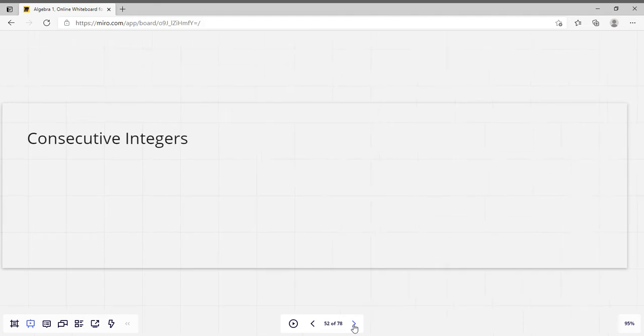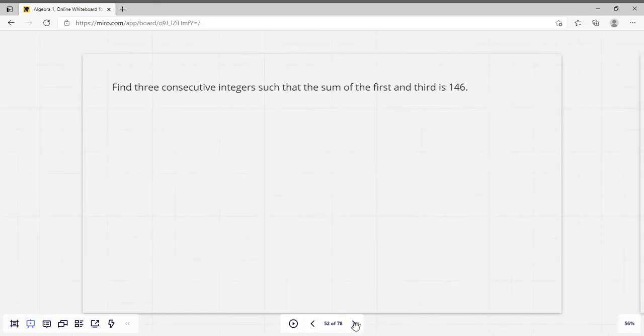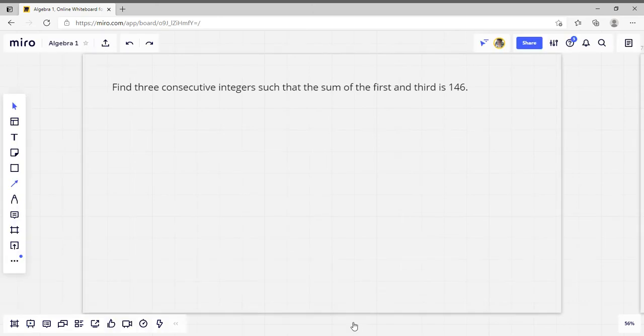Alright, so in this first problem we're asked to find three consecutive integers such that the sum of the first and the third is 146. So when it talks about consecutive integers, that means numbers in a row, like 1, 2, 3. So they're just all in a row.